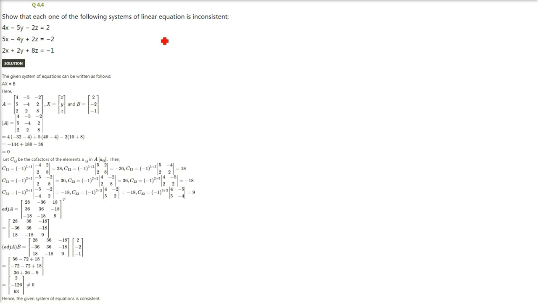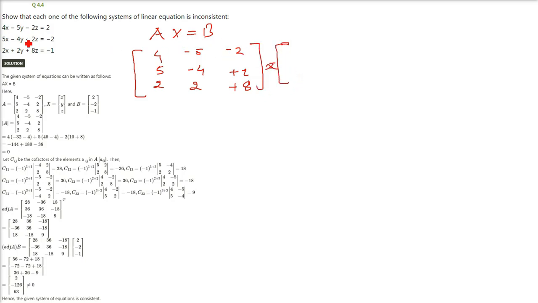So first thing is that we are solving it by matrix. So AX equals B. In order to find it out, the first thing is A. So I am writing the coefficient of x, coefficient of y and coefficient of z, and this is going to be your A matrix, right? And then what is going to be X? It is going to be x, y and z, because there are three variables. And this is equal to B, which is 2, -2 and -1, right?